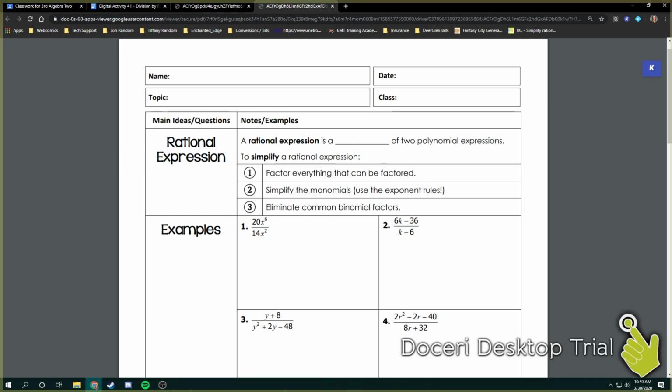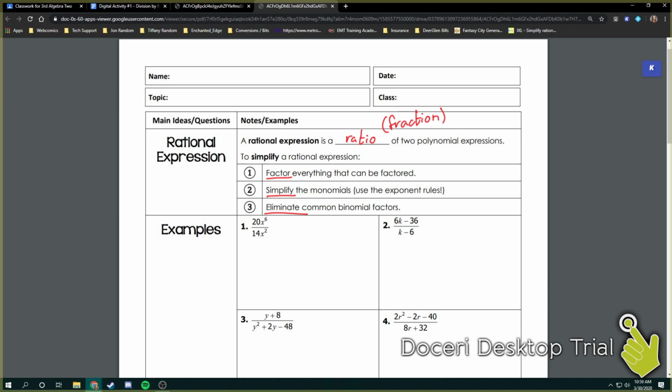Alright, so a rational expression is a ratio, aka a fraction, of two polynomial expressions. To simplify a rational expression, we're going to factor, we're going to simplify, and we're going to eliminate. Okay?